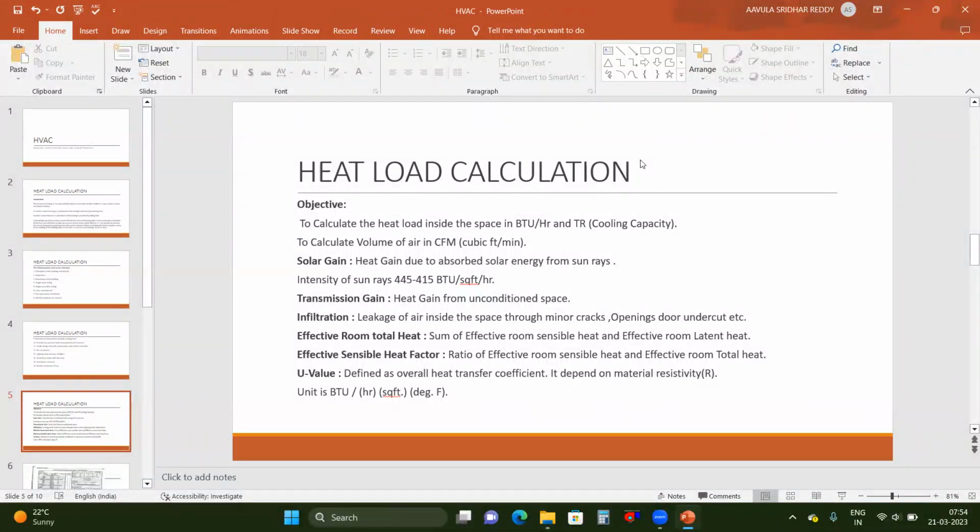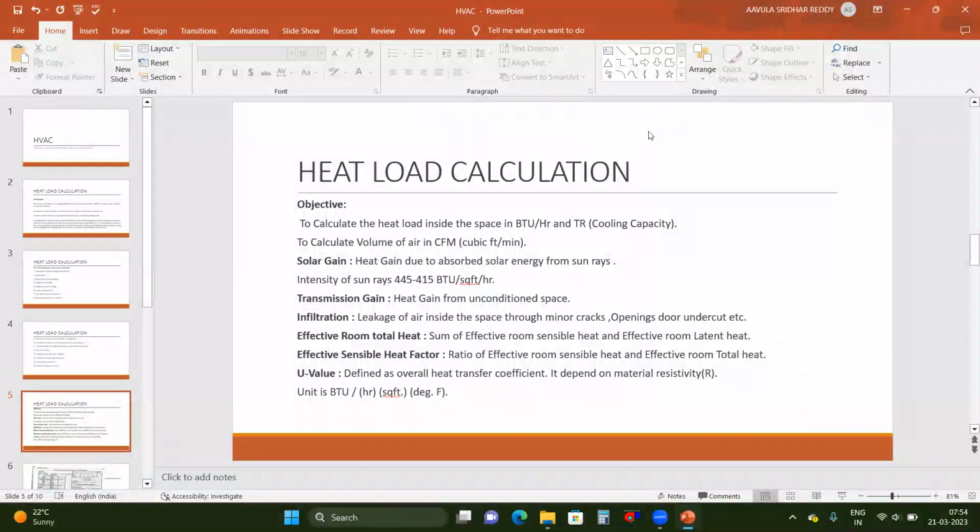So if our room is connected with unconditioned space, there will be a transfer of heat from the other room to this room. So we need to consider this unconditioned space load also. Okay. So next one is infiltration.